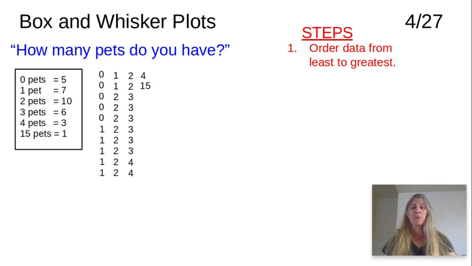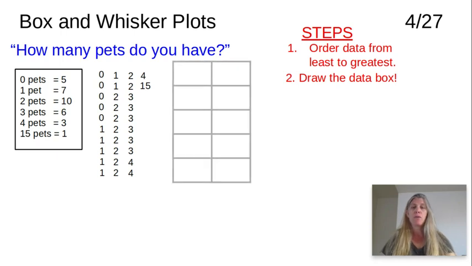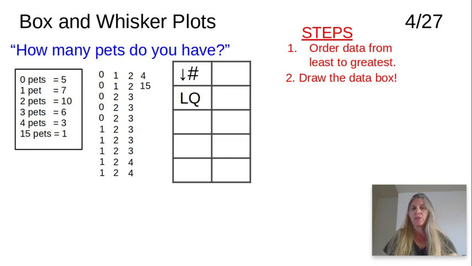So now that they're in order from least to greatest, we're going to go ahead and draw the data box. Whenever we're creating a box and whisker plot, we're going to make this same data plot, and it contains 5 different important pieces of information that we're going to get from the answers to our survey. So the first item on your box is the lowest number. The second box is LQ, which stands for lower quartile, which is like the bottom quarter of the data. M stands for the median, the middle number. Upper quartile is the upper quarter of the data. And finally, the highest number.